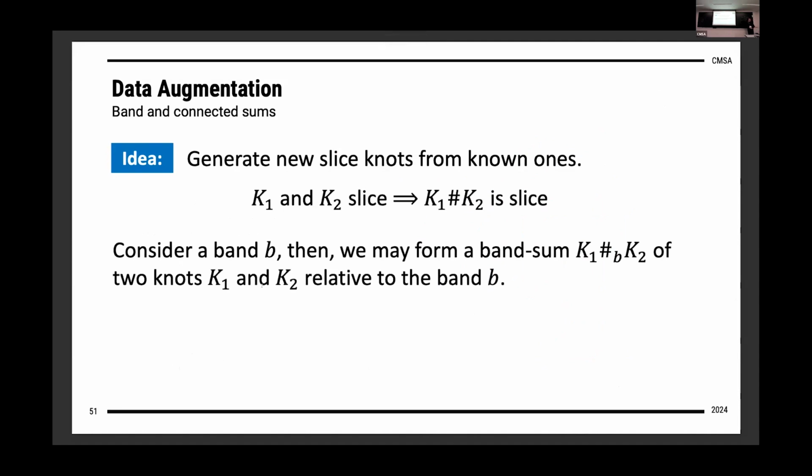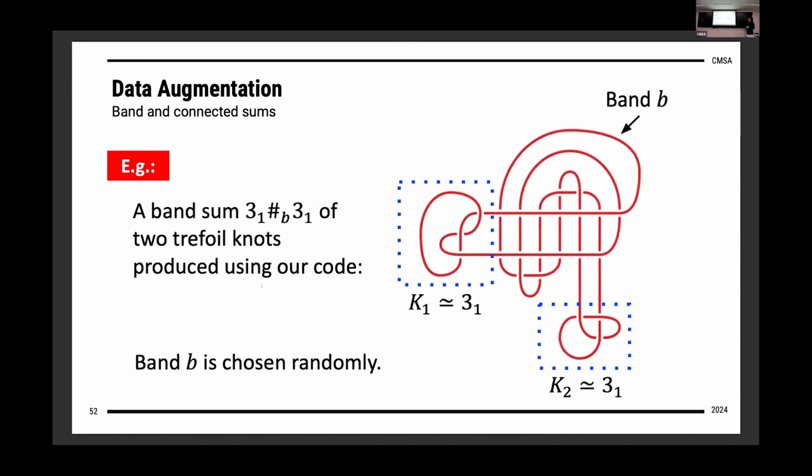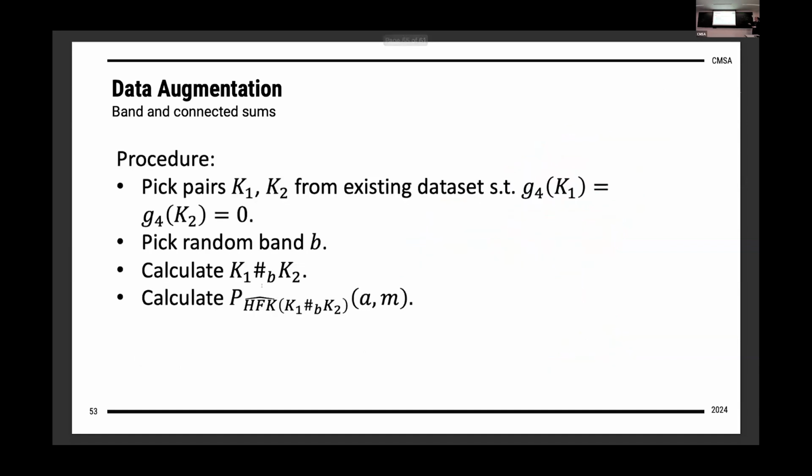Now, the band sums that I'm going to talk about now are just going to be equivalent to connected sums because I'm only taking a single band. This is essentially just the setup to try to consider more general band sums. For example, here is a diagram of a band sum of two trefoil knots. You pick a band randomly, you pick two knots, you pick which edges to cut, so that the orientation is going to be consistent. And then you merge this and produce another slice knot if you have picked K1 and K2 both slice. So this is a brief overview of how this would work.